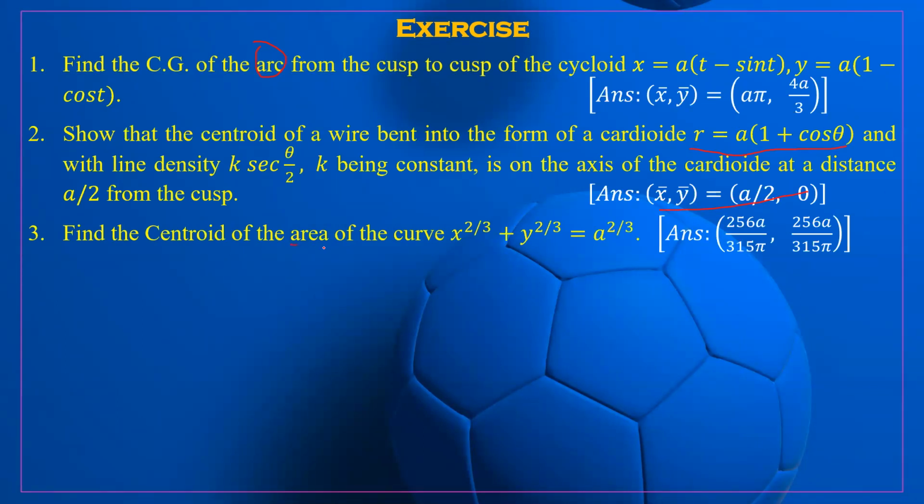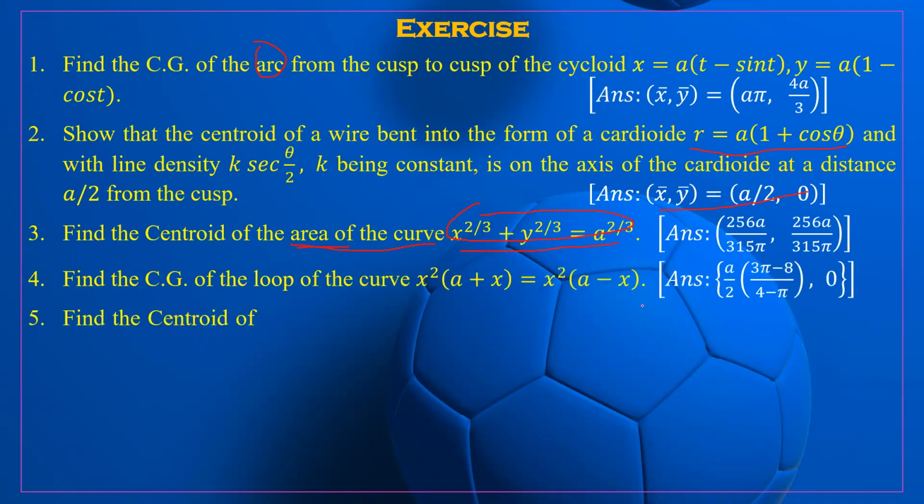Now this is the area of the curve. Area of the curve means we have to use double integration. We have already calculated it for the curve arc, but now here we have to calculate the centroid for the area. Centroid will be the same, but it is for the area. Find the center of gravity of the loop of the curve. So we first trace this curve, and after tracing we get the loop, and we find the center of gravity of that loop.